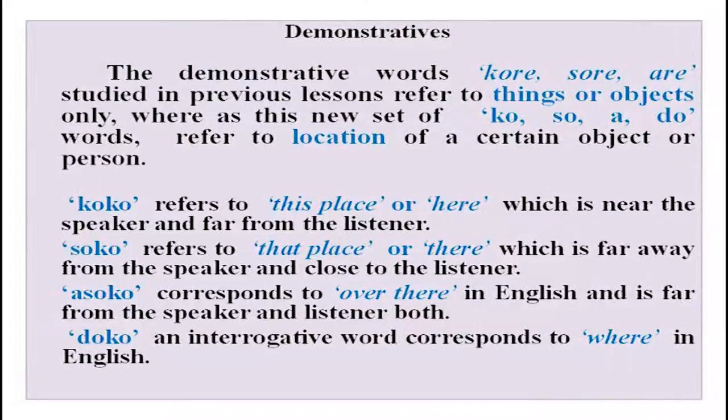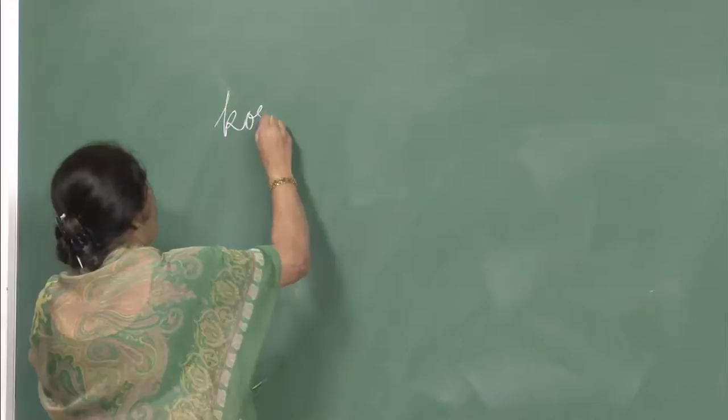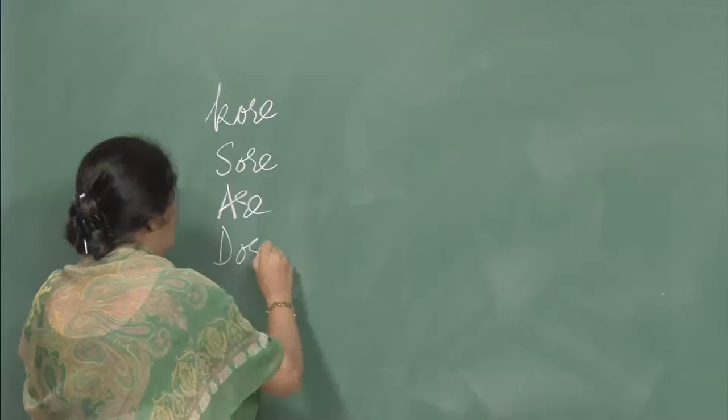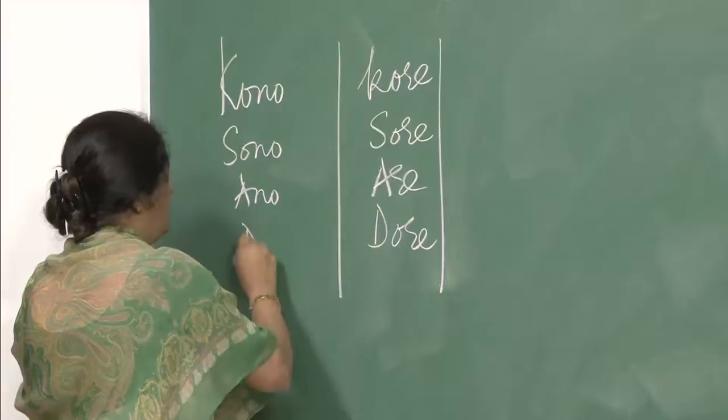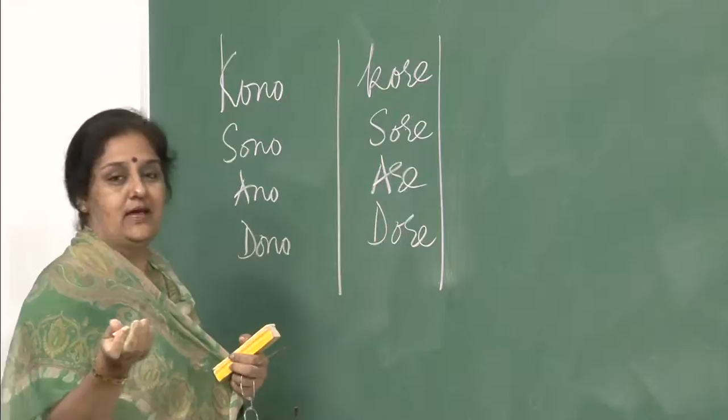Now, we have done demonstratives earlier. If you remember, we did kore, sore, are, and dore. One set of demonstratives. Then we did kono, sono, ano, and dono. Now, this one is only for things as we already know. This is for things as well as for people.